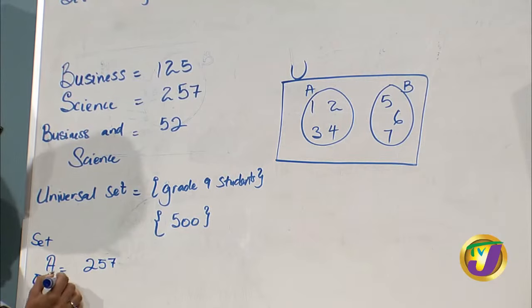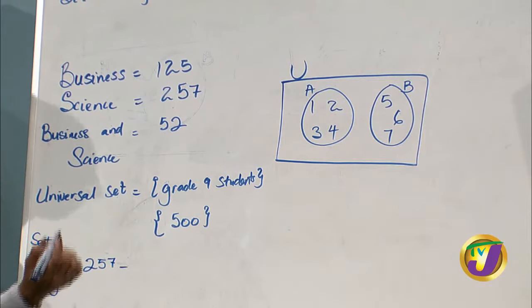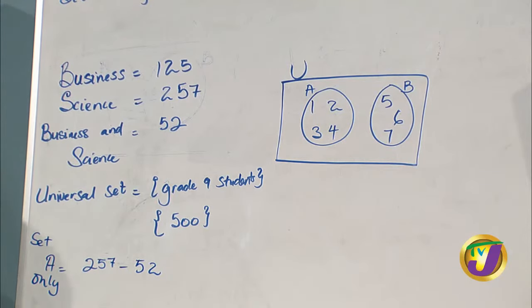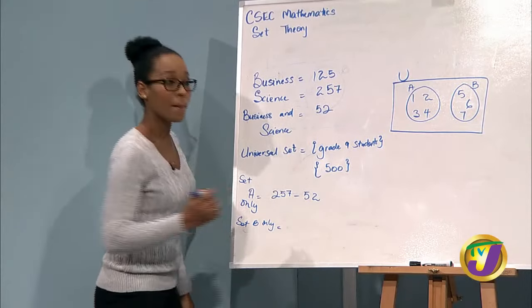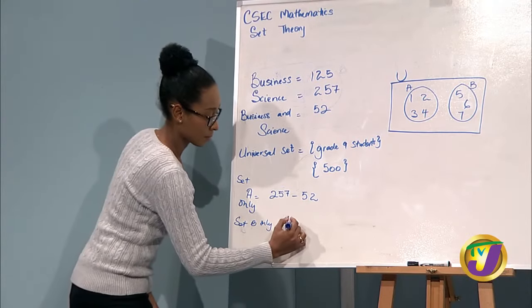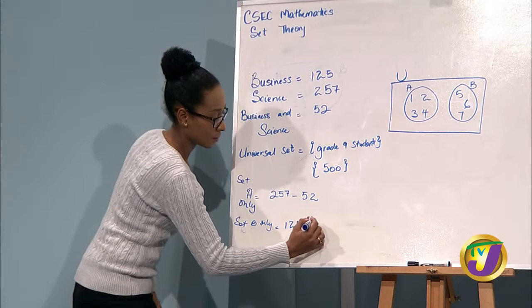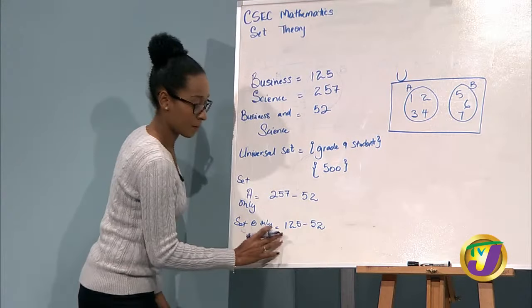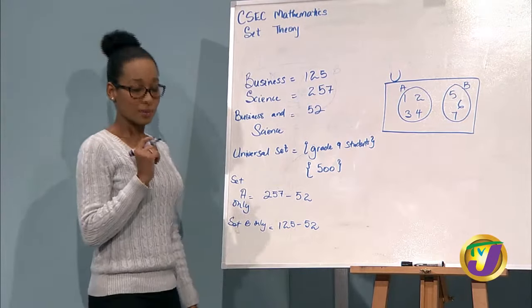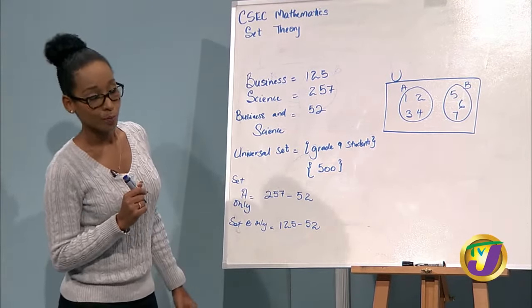That would be 257 students, subtract our 52 students who did science, which is 205 students. Right. Great. So let's look at the set of business only. We've already accounted for the 52 students who did both science and business. So I'm going to subtract 52 from 125, which gives me 73 for my B only.